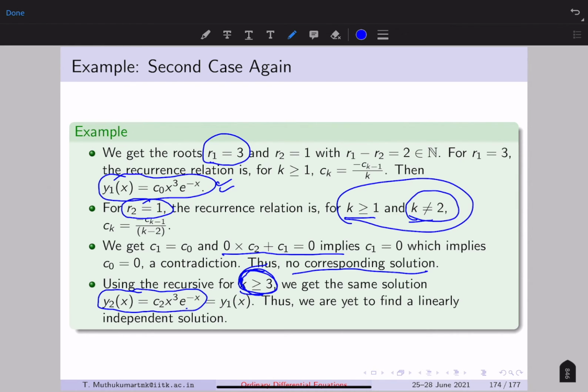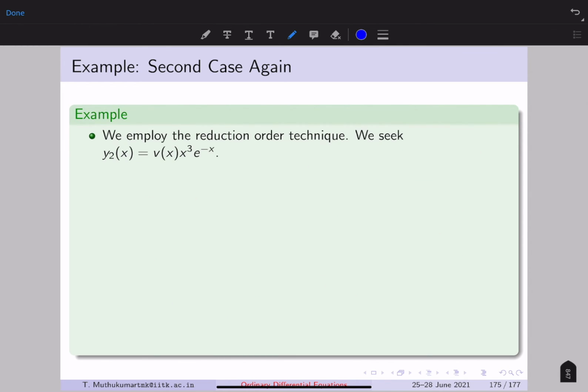So now let's do what we already know: once I know a solution, how do you find a linearly independent solution corresponding to the given solution? The reduction of order technique, which we have introduced before. So let's do that. What we are doing is we are looking for a y2 solution of this form, where this is your y1. Then you apply the technique that we have already introduced before.